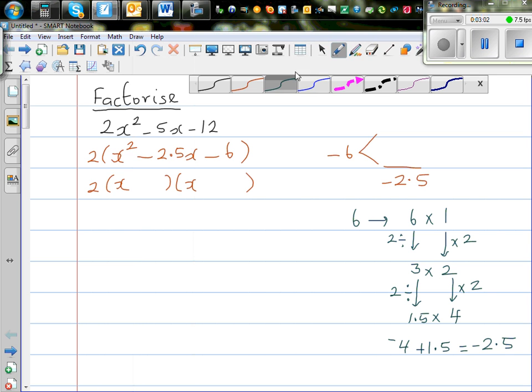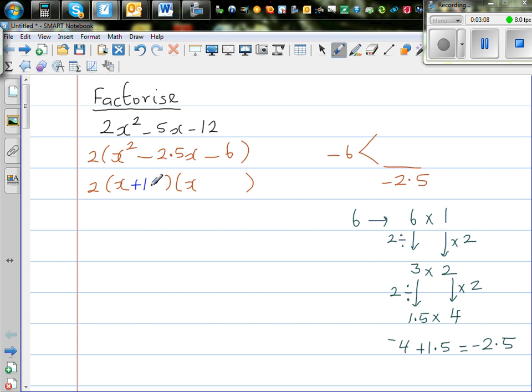So I can write here x plus 1.5 times x minus 4. Okay, so 1.5 times negative 4 gives me negative 6. So this is 1.5x and this is negative 4x. Or 1.5x take away 4x is minus 2.5x.